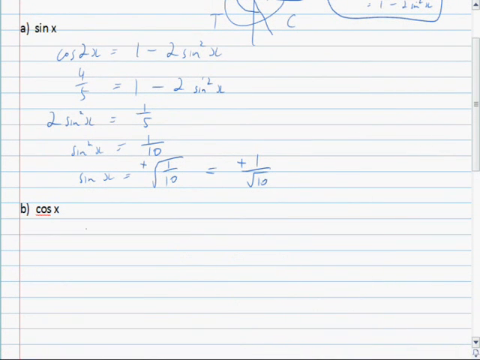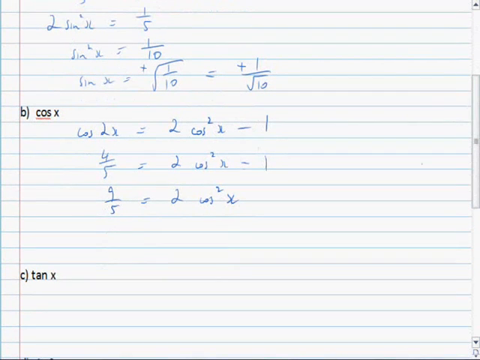Cos x, we do exactly the same thing. Write down that cos 2x is 2 cos squared x minus 1. So we've got 4/5 equals 2 cos squared x minus 1. Add 1 to both sides, so now I've got 9/5 equals 2 cos squared x. I've got to divide everything by 2, so cos squared x equals 9 over 10.